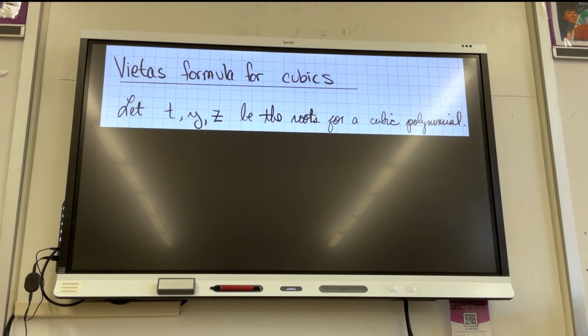So once again, Vieta's formulas are used not to find specific roots, but really to find solutions to problems that are asking about traits of the roots of polynomials. So if it's a cubic, obviously we should have 3 roots rather than 2. So this time we're going to set t, y, and z to be the roots of a cubic polynomial.